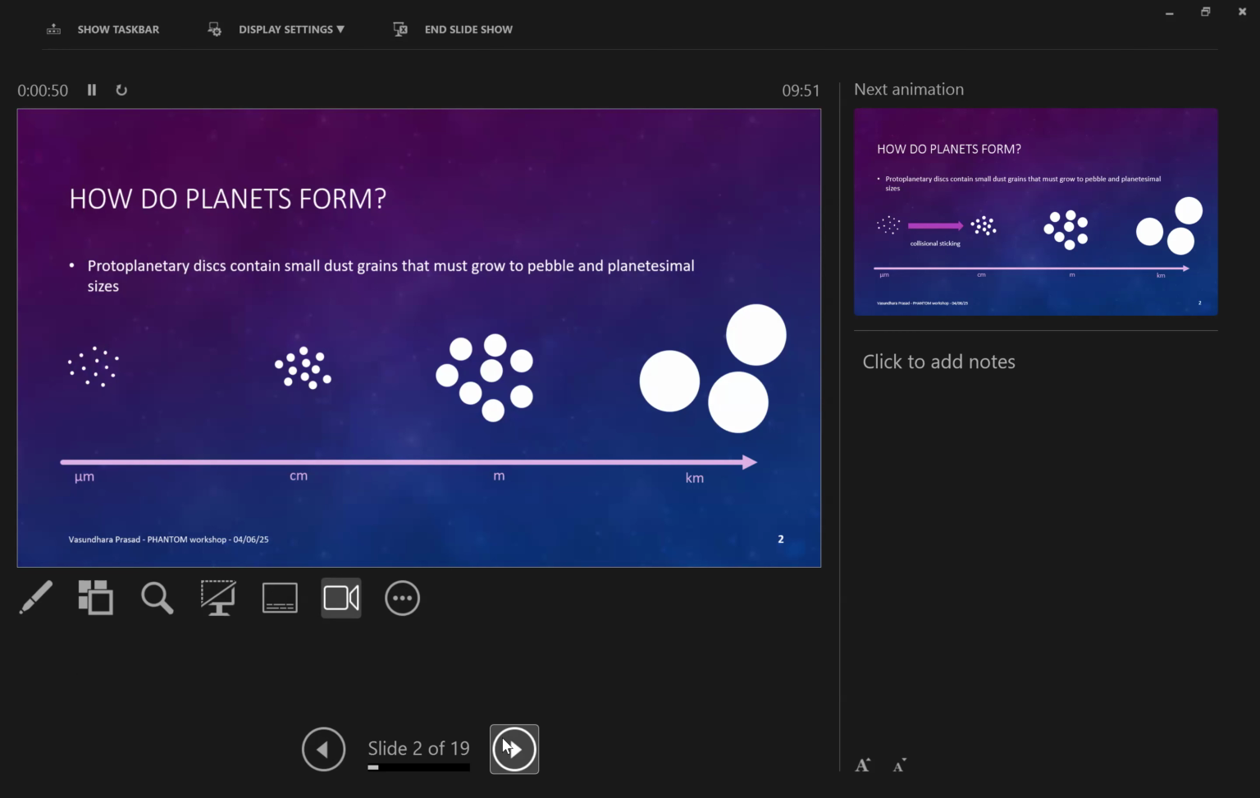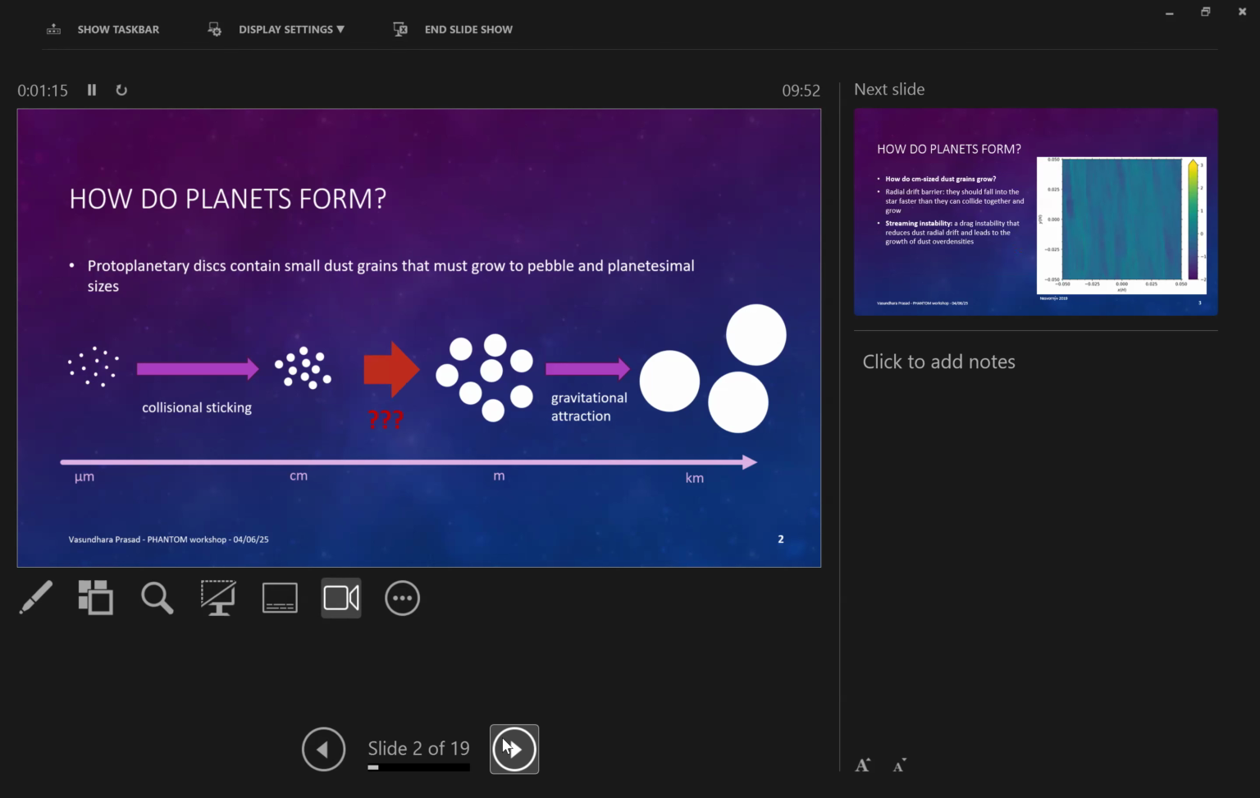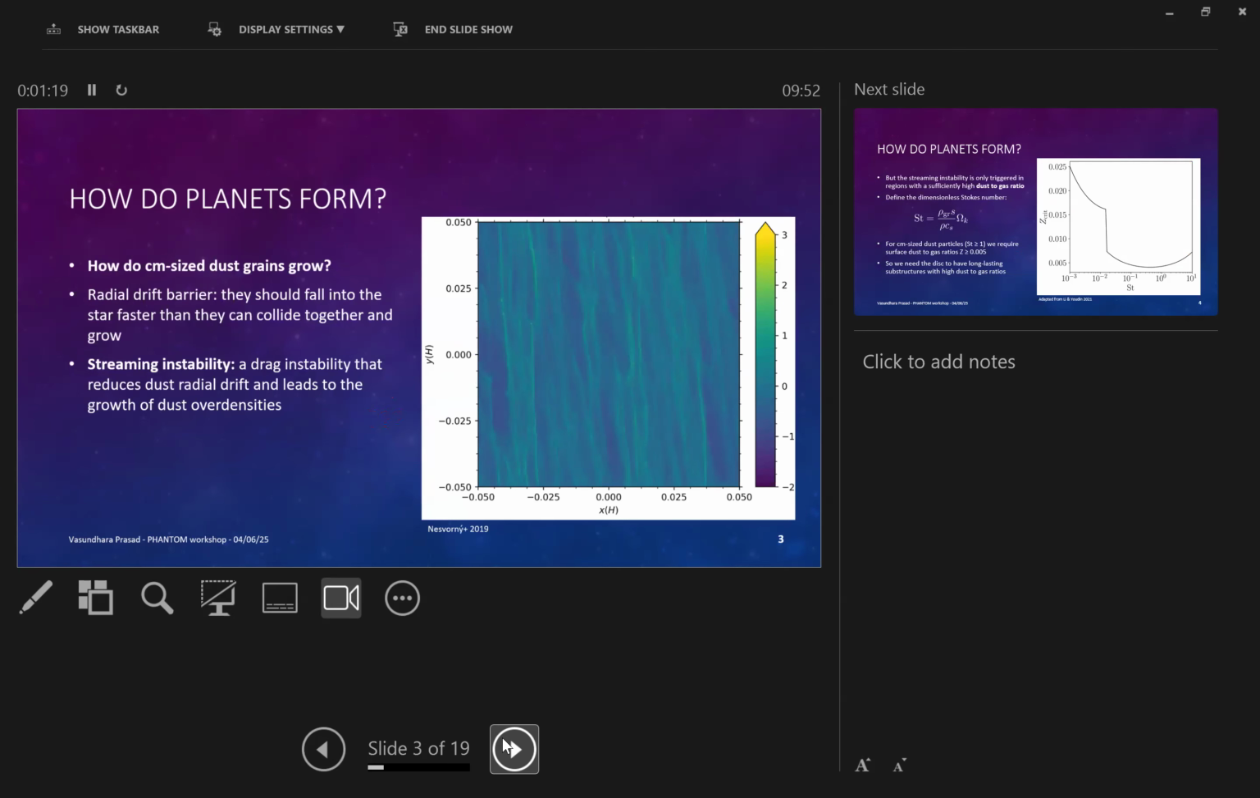And we know how dust grains grow at very small sizes via collisional sticking, and we know how they grow at larger scales to get to planetesimal scales via gravitational attraction. But the key problem that occupies a lot of us in planet formation is how dust grains grow at these intermediate sizes from centimeters to meters. And that is what we don't fully understand. So we call this the centimeter size barrier.